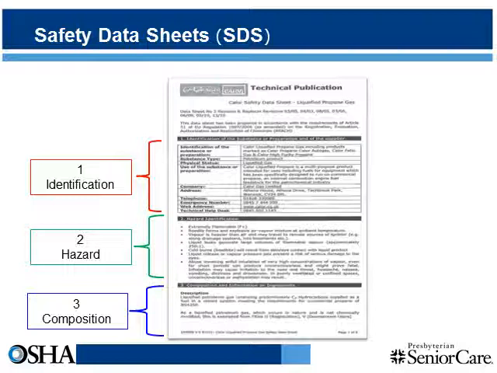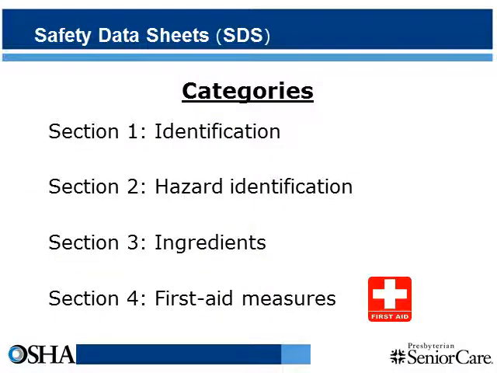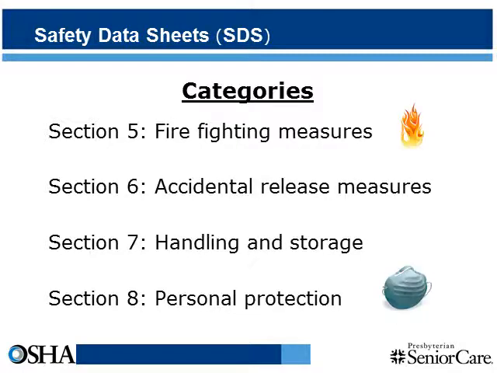Section 3 covers composition, just what is in this. You'll see a list of all the hazardous ingredients and how much of each. If there's a proprietary recipe, and they don't want to tell you just what's in it, then you'll see a statement to that effect. Now let's take a quick look at the other sections. Section 4 gives first aid information, what to do in case you get some on you.